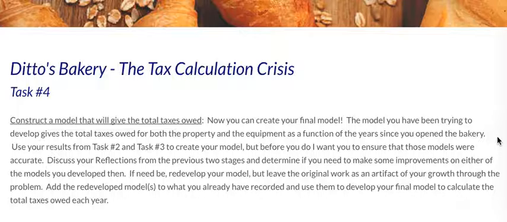So, if you remember, in the reflections, you identified certain things that you thought would make your model better. And what I want you to do now is to get with your group and discuss what you put in those reflections. How could you make the models better? And I want you to go back to those models and as a group try to make the model as accurate as you can. If you need to redevelop your model, maybe go back and get a new source, but please don't erase that original work.